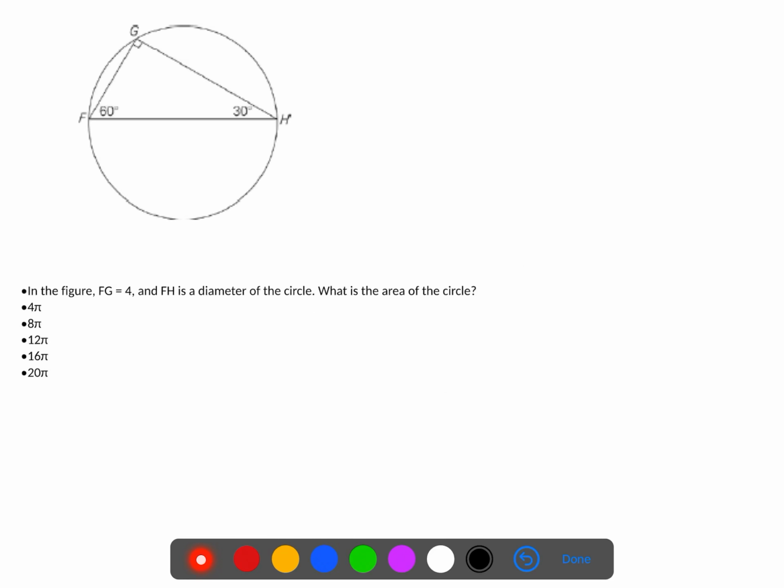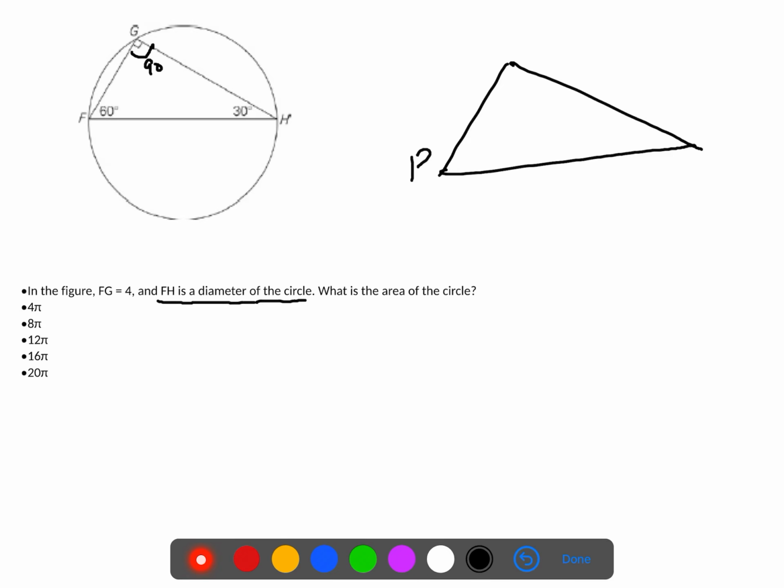Okay, let's take one example. FH is the diameter of the circle. So if FH is the diameter, this angle becomes 90, as we just saw. So 90, 60, 30. Now if you remember, opposite to 90 is 2, opposite to 30 is 1, opposite to 60 is root 3, the ratio.